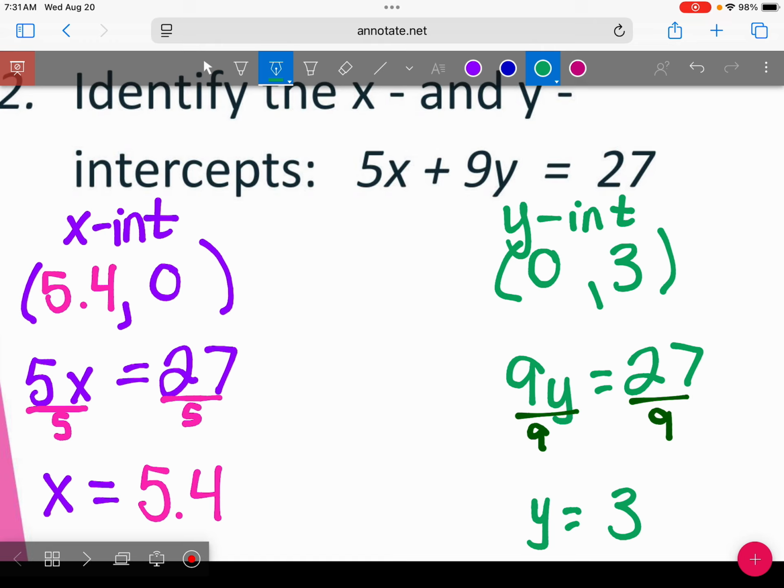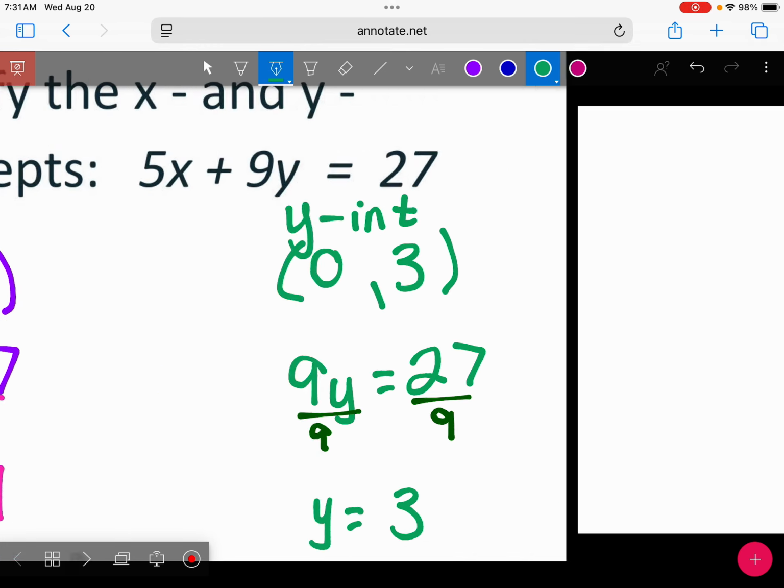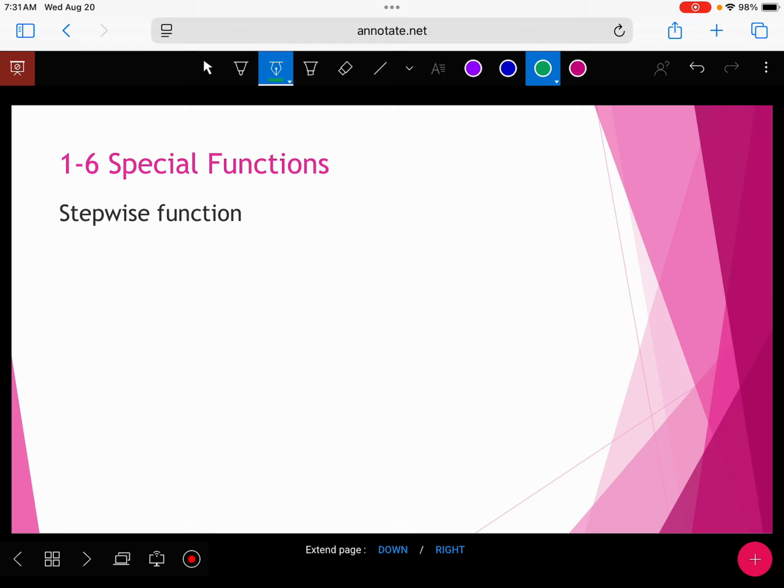Okay. Because we are going to keep working with our piecewise functions, but we're going to work with a special kind of piecewise function. So our special functions are getting a little more special because it's a very, very specific kind of piecewise function, which is called a stepwise function. And this is on page 6. It looks like this.